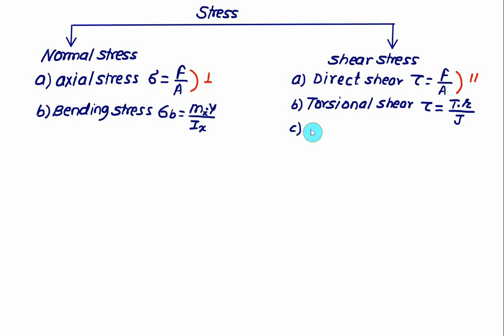In the case of SFD and BMD, some portion of the beam may be subjected to moment as well as the shear force. In that case, a complementary shear stress is produced due to bending. So you will call it as bending shear. And the value of the bending shear is given as shear stress is equal to V multiplied by Q divided by the second moment of area, that is moment of inertia, multiplied by thickness t. Q here is slightly complicated to calculate in the case of complementary shear.